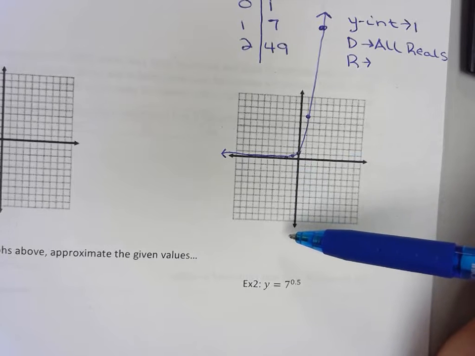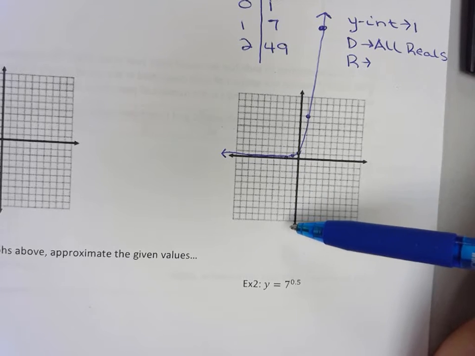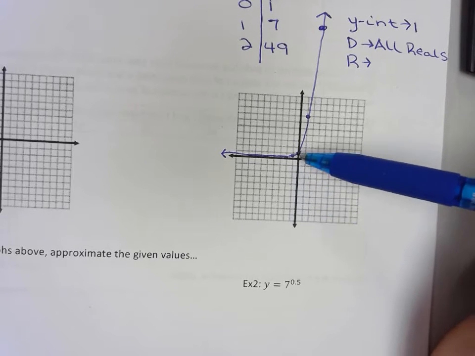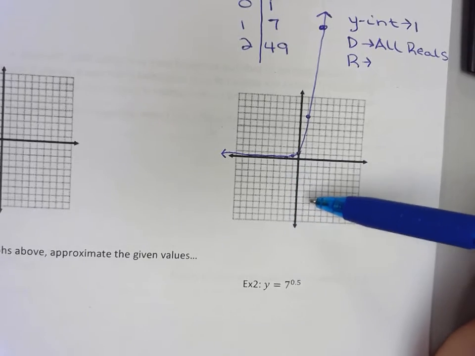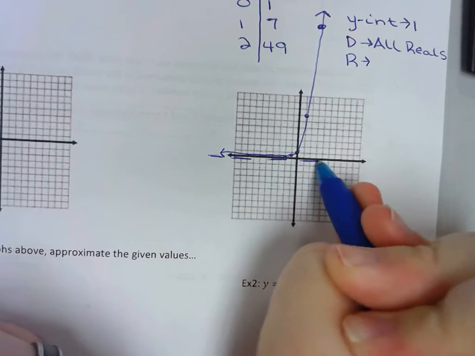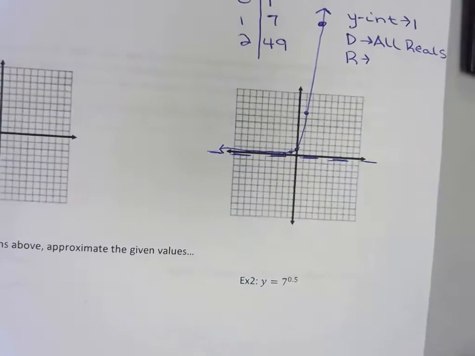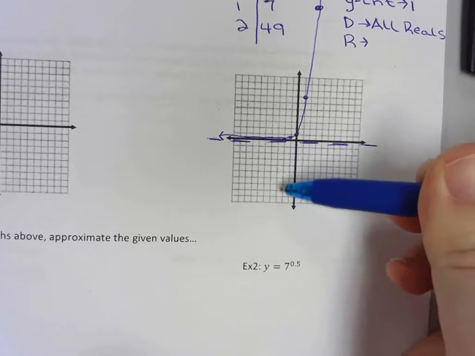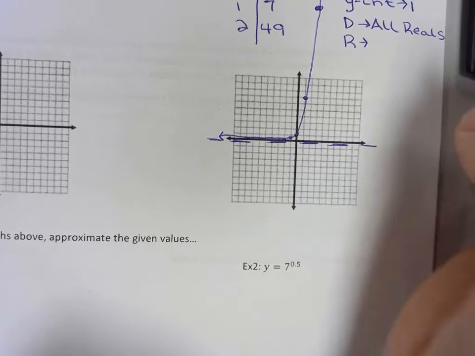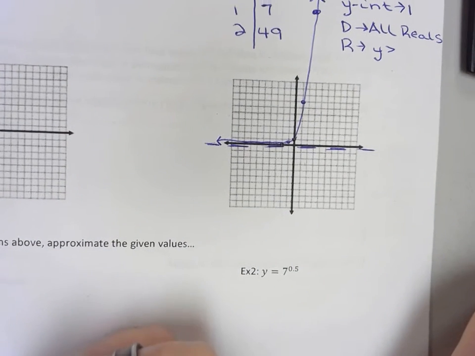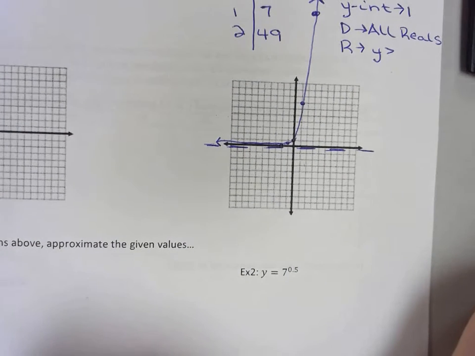Say that louder. Why not? Yeah. No negative y values can exist. My exponential graph does not go below the axis. Remember, I have an asymptote here. So that means that it cannot go below the x-axis. So I can't have any negative y value. So I know y has to be greater than what?